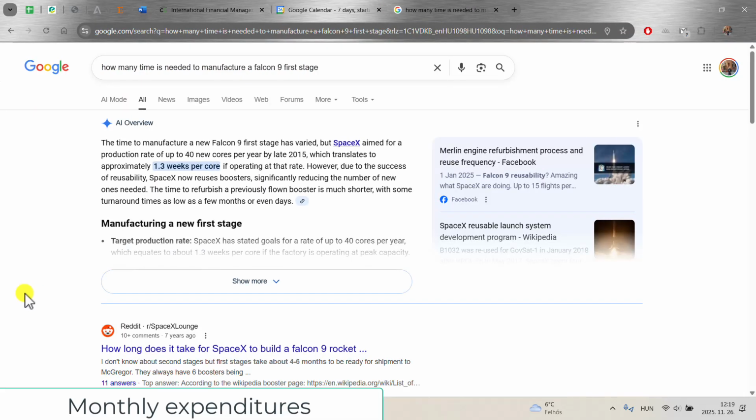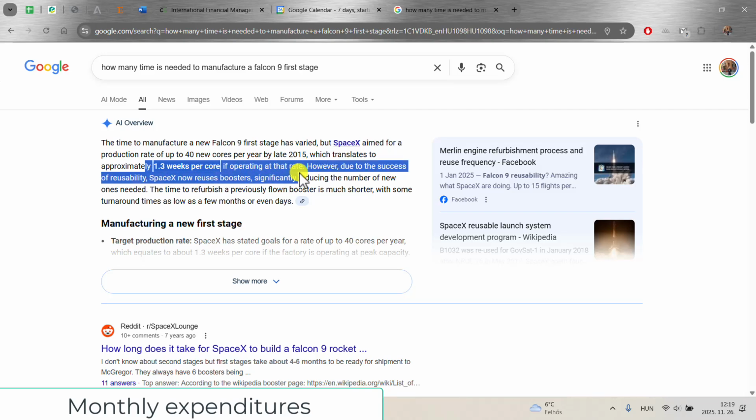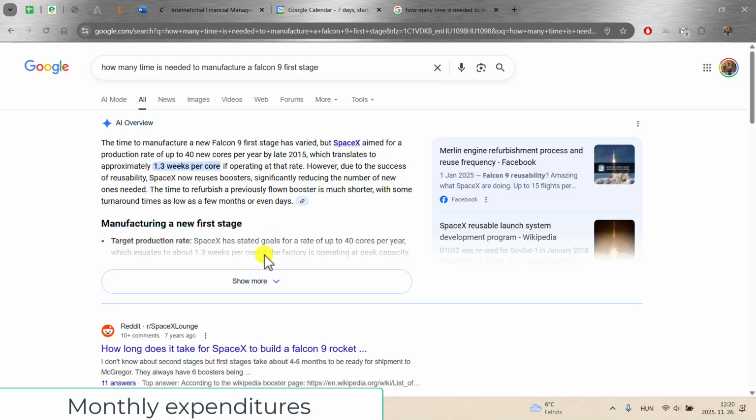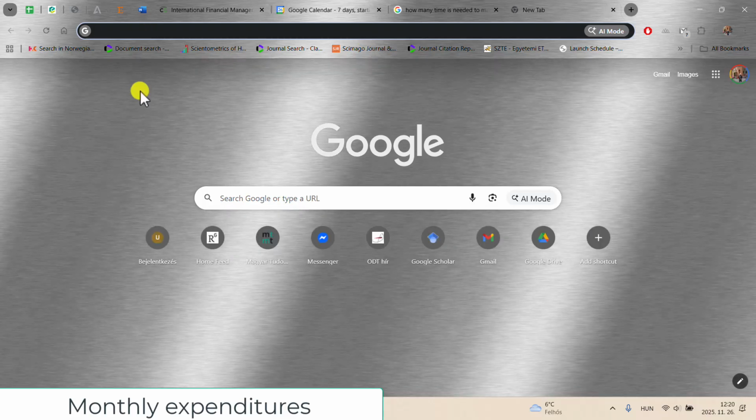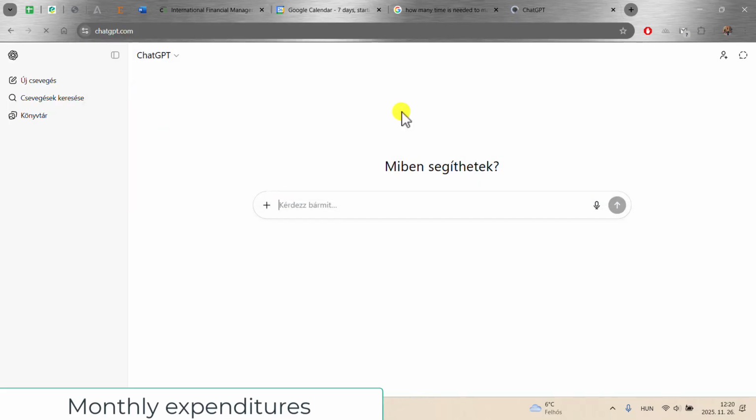Let's ask Google. Wow. On average. Okay, so they are saying that on their scale it's 1.3 weeks per core stage. Let's ask the other AI overlord.